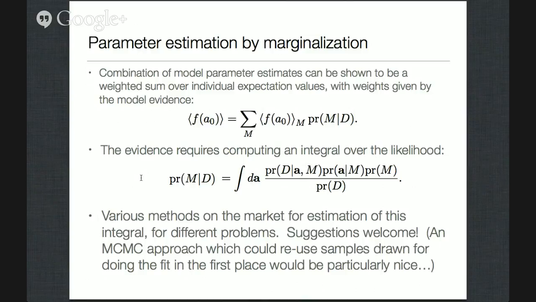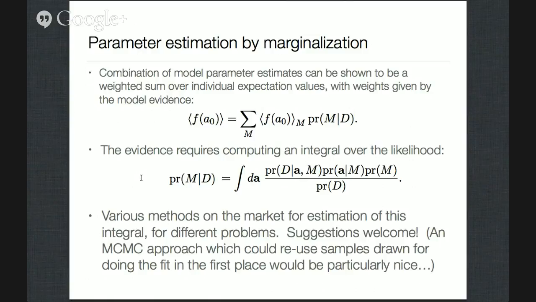And this evidence factor just requires computing this integral over the likelihood. Again, we know exactly what the function on the right-hand side is. We just have to integrate it over the entire parameter space to find the evidence factor for the model. This is a very common thing for anyone who does Bayesian analysis in any field. There are a lot of different methods on the market for estimating this integral, and some are better for different problems. I'm not really sure yet what the best way to do this is for the sort of problems we encounter in lattice analysis. I'm open to suggestions.